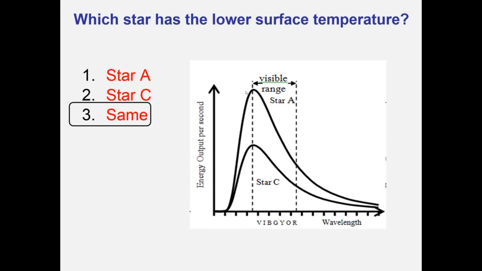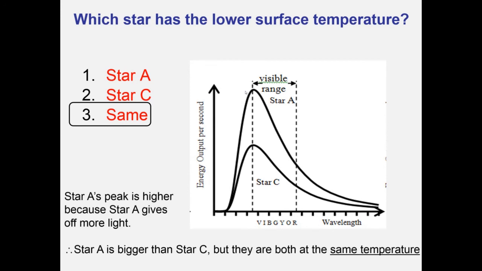It's bigger. They are the same temperature, but star A is bigger. So like we already said, temperature depends only on peak wavelength. So don't trick yourself here. They have the same temperature. Star A is just bigger. All right. So star A is bigger than C, but they have the same peak, so they are at the same temperature.